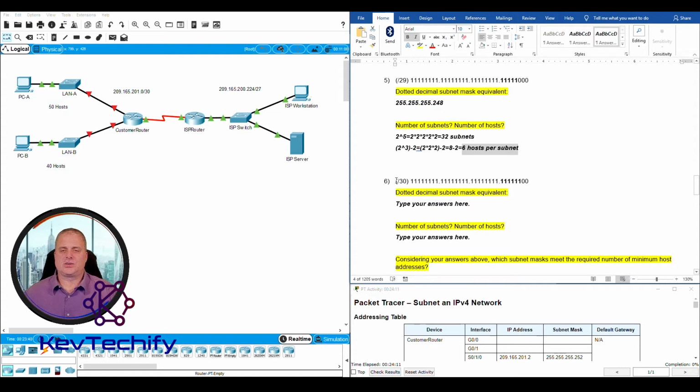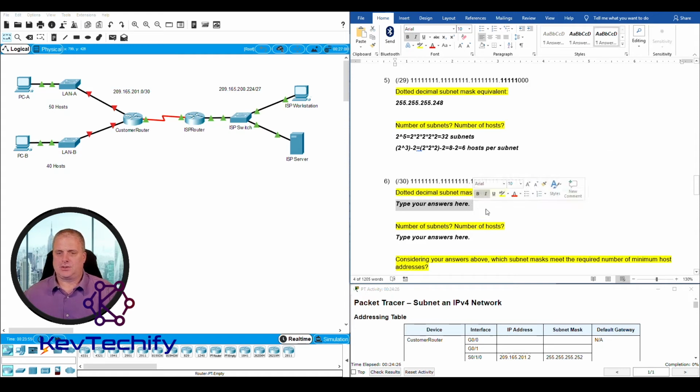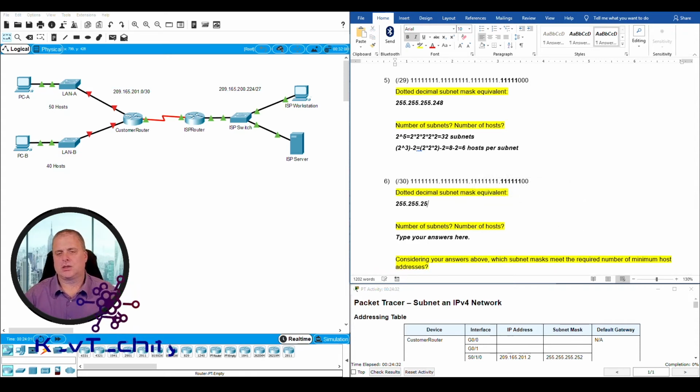And down to our last one, a /30. /30 means there's 30 bits in the network portion. 30 bits from our original 24 bits. We are borrowing 6 bits. Dotted decimal subnet mask equivalent. First 3 octets are all ones. Then we go and we add up 128 plus 64 plus 32 plus 16 plus 8 plus 4. Add all those together. That gives us 252.